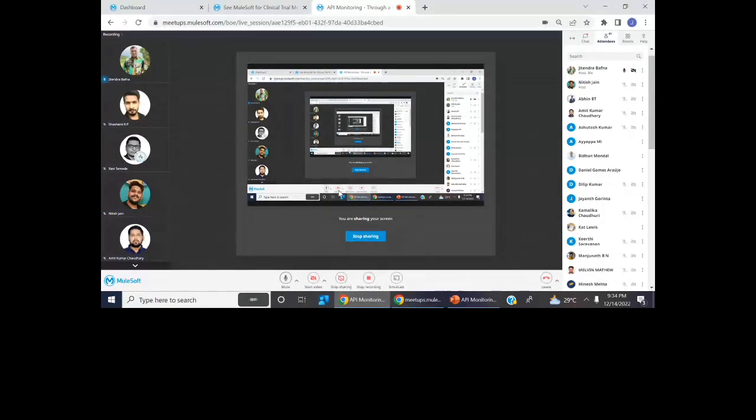But in CloudHub 2.0, I don't think this kind of facility is available right now. You don't have any facility where you can set up alerts on CPU usage or memory usage. I don't think this is available right now.